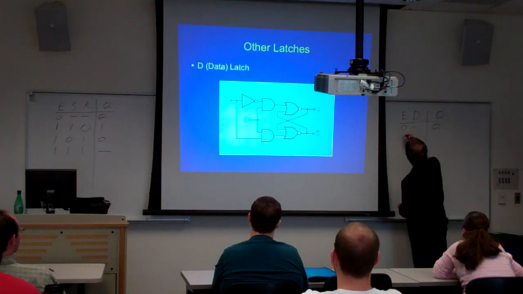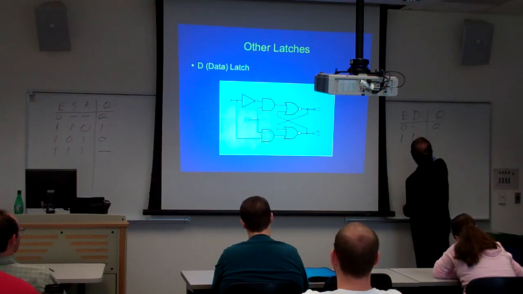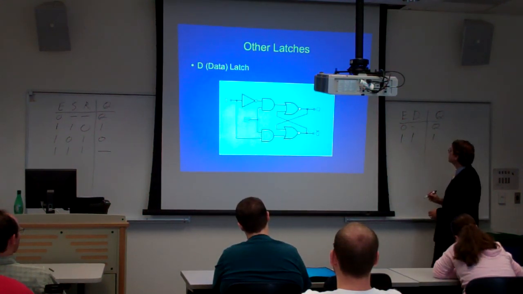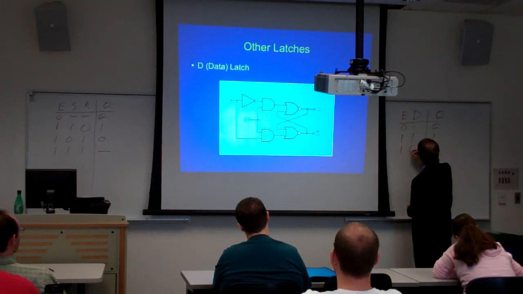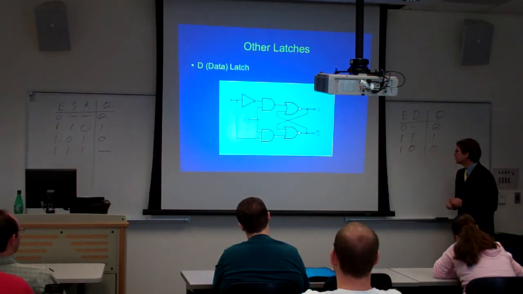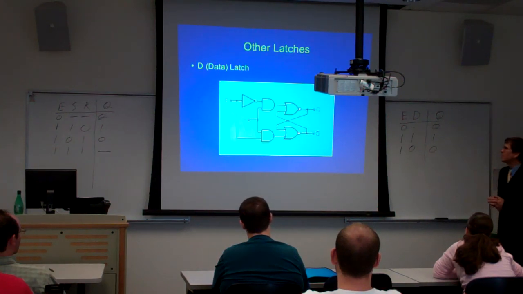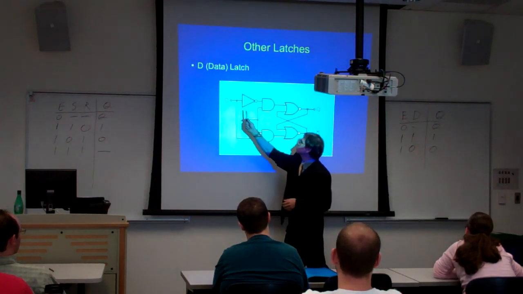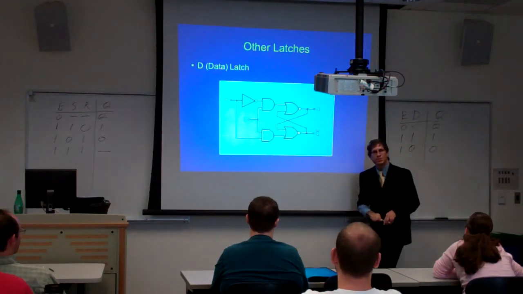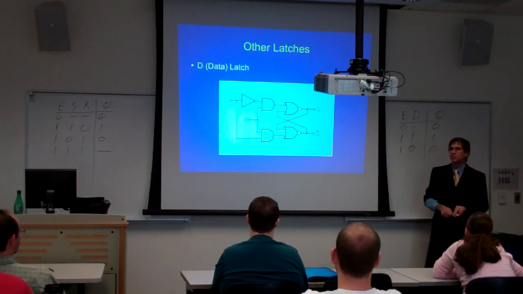If enable is one, and D is one, then the output becomes one. And if enable is one and D is zero, the output goes to zero. Okay, very simple truth table, but this is a nice device. This is a one-bit storage unit. Basically, if you want to store a bit, you just put it on D, bump up the enable line, close enable, and that bit will be stored.